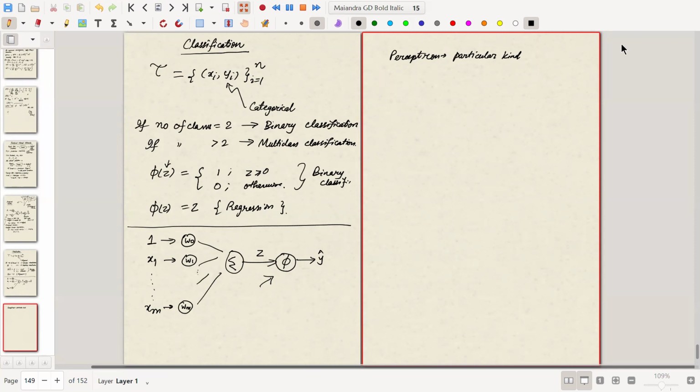Perceptron uses the function which I already talked to you about, this binary classification activation function. Phi z equals 1 if z is greater than or equal to 0, and 0 otherwise. So this is the activation function perceptron uses.